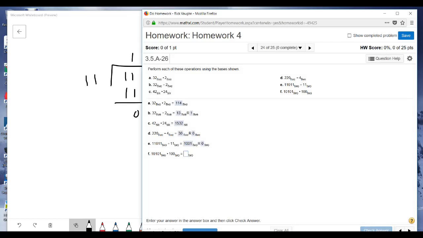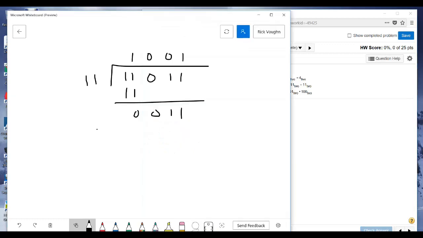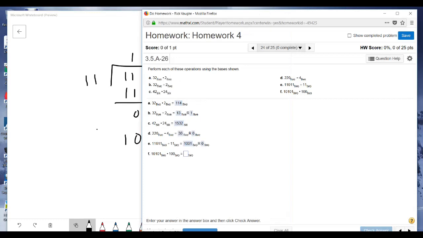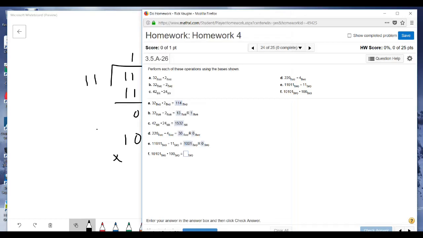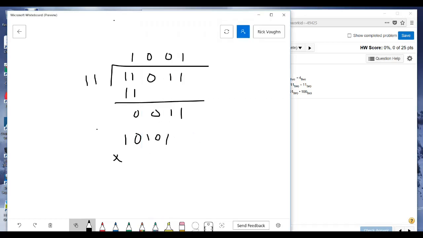And finally, part F, we can try to do the same thing. 1, 0, 1, 0, 1 times 1, 0, 0. So 0, 0, and then just times 1.